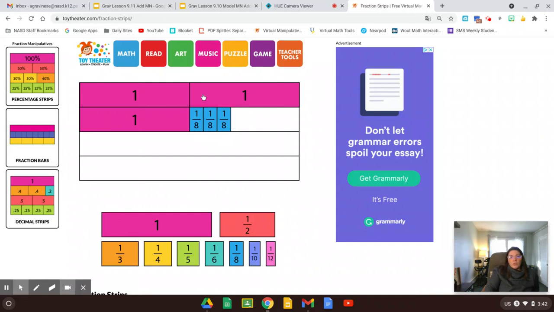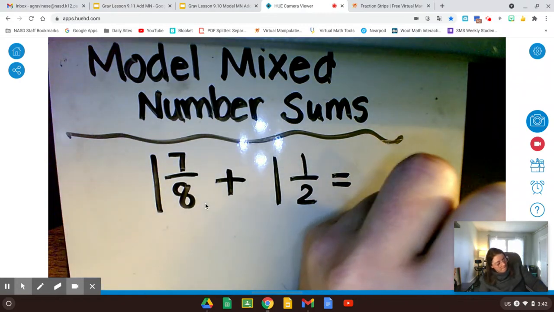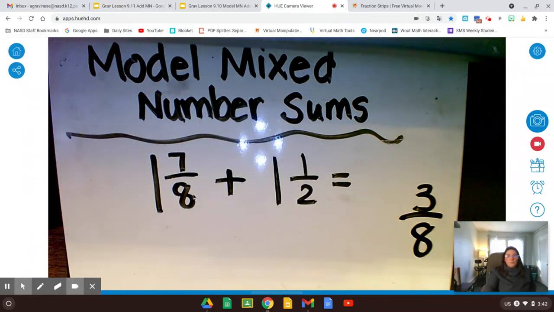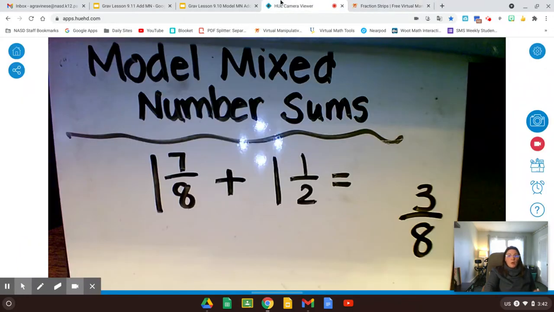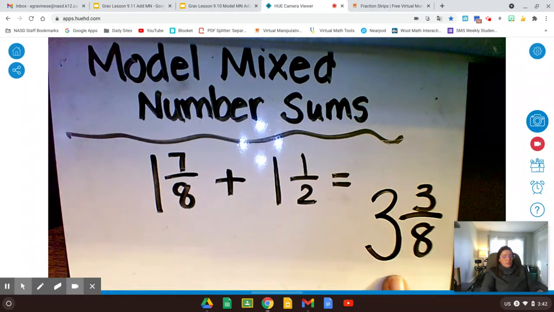Okay. So what did I do for this model? I had to do some trading to make a common denominator. Remember, we can't add fractions unless they're the same fraction strip color and size because of the same denominator. So what did I get? I have 3 eighths and I have 1, 2, 3 wholes. So I got a sum of 3 and 3 eighths.